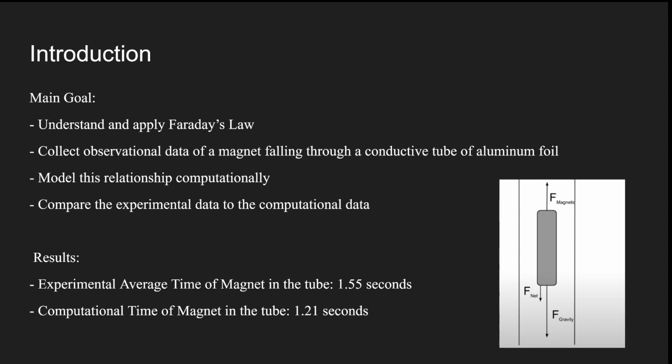After numerous trials, I found that in my experiment, the magnet took an average of 1.55 seconds to fall through the tube. Interestingly, my computational model predicted a time of 1.21 seconds. This was a discrepancy of 0.34 seconds, and we need to understand why there is a discrepancy.